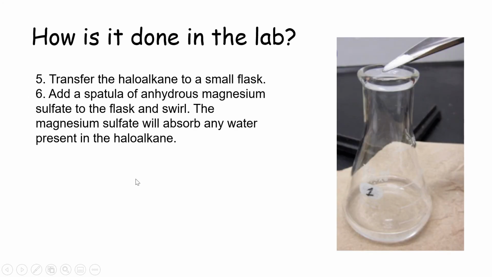The haloalkane is then transferred from the separating funnel into a small flask. At this stage we add a spatula of anhydrous magnesium sulfate to the flask and swirl it. Anhydrous magnesium sulfate is very good at absorbing any water. It won't dissolve in the haloalkane. It'll just sink to the bottom as a white powder, but it'll absorb any water present.